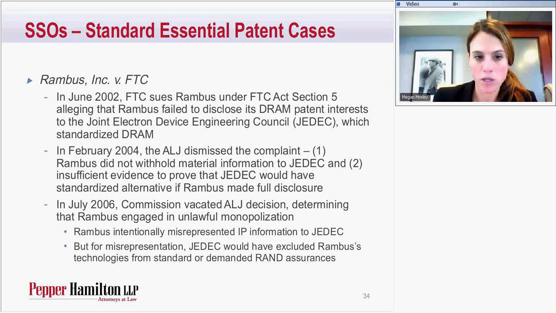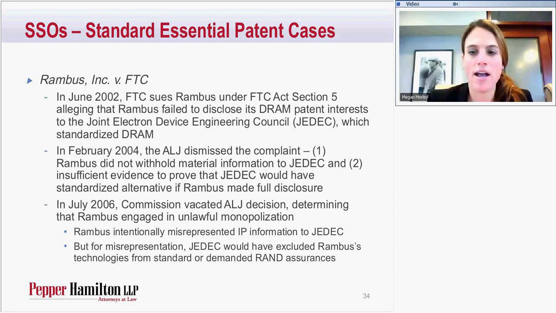And after this complaint was brought in February 2004, the administrative law judge dismissed the complaint, basically saying, one, this did not withhold material information from JEDEC, and two, there was insufficient evidence brought by the FTC to prove that JEDEC would have standardized an alternative if Rambus had made this full disclosure.